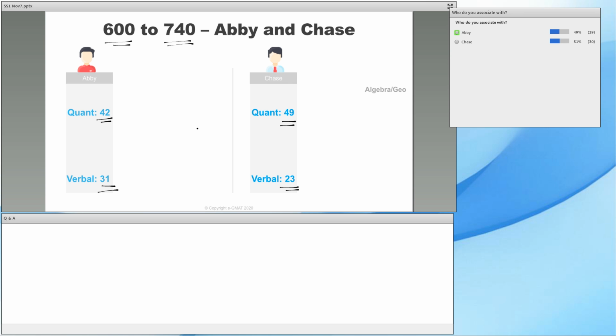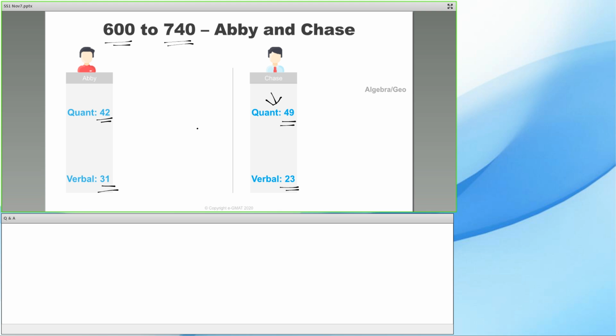Again, you might not exactly associate with either one, but if you're at a Q47, Q48, or a Q50, you're more in that Chase group. And some of you may not associate with either one. If you're at a score of 700, you might not associate with either one. That's okay. But can we get a few more responses, guys? Half of the class associates with Abby, the other half associates with Chase. That's good. Now, here is the question over here.